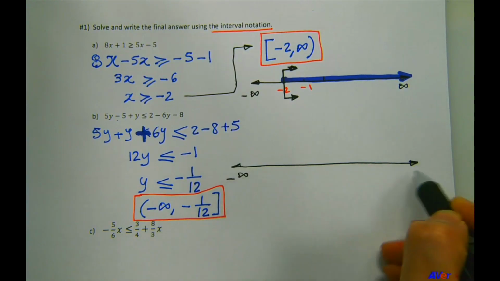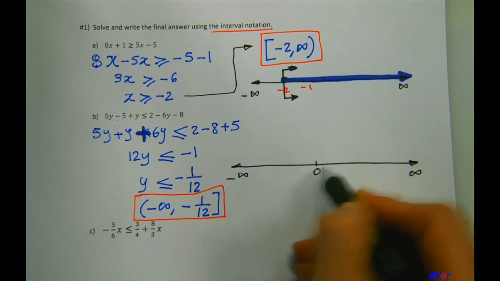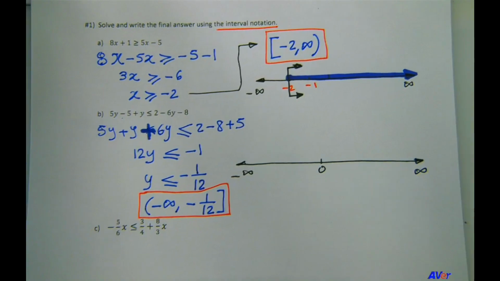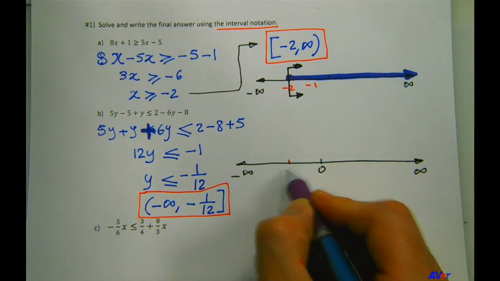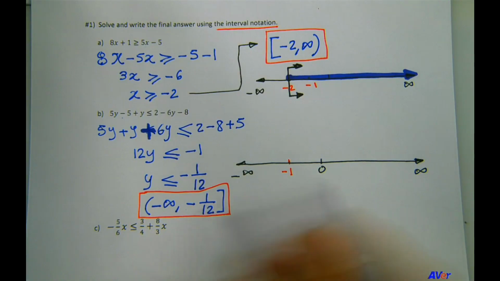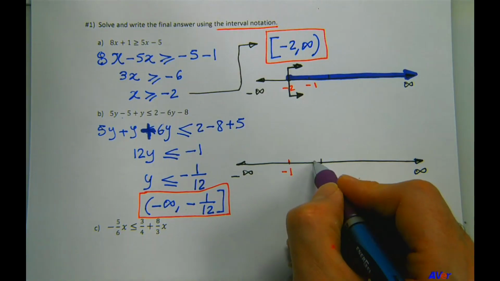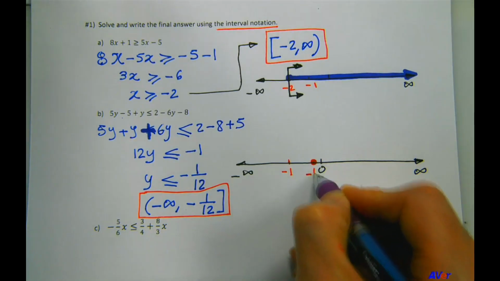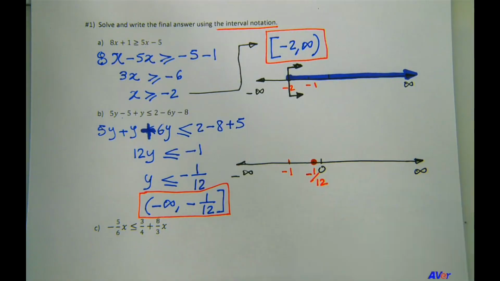So we have -infinity to infinity, 0 in the middle of the real number line. So negative 1 would be, let's suppose that this is negative 1. Negative 1 over 12 is much larger than negative 1, so it would be, let's say, somewhere here, right? Somewhere here, negative 1 over 12.